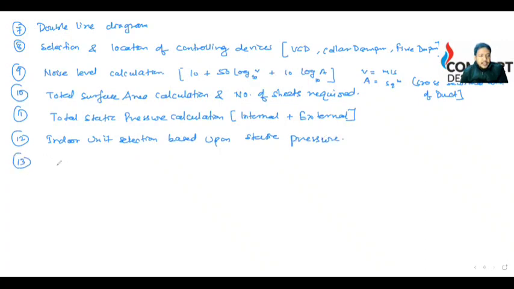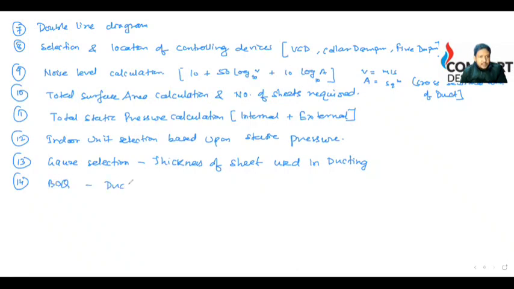After that, we will do the gauge selection. Gauge selection is the thickness of the sheet used in ducting. डक्टिंग में जो शीट यूज होगी उसकी थिकनेस को हम लोग देखेंगे. And finally we will do the BOQ, that is bill of quantity of ducting and accessories.